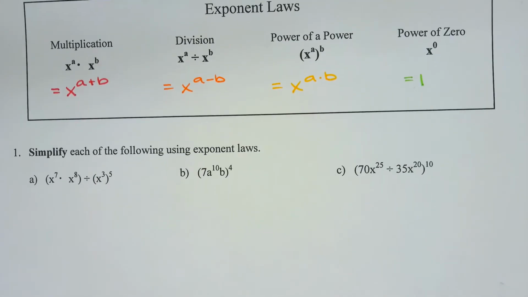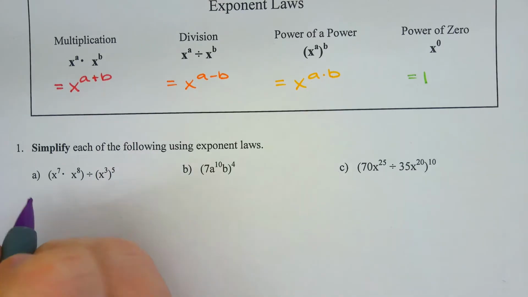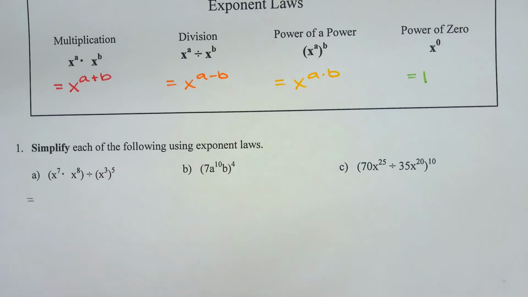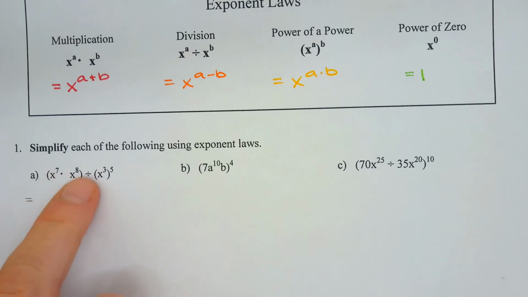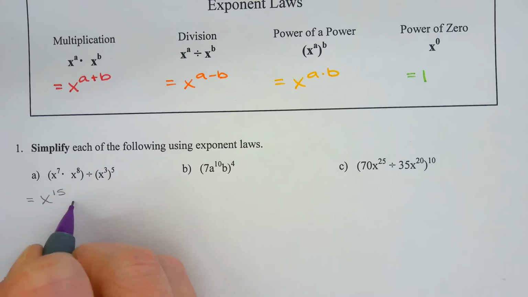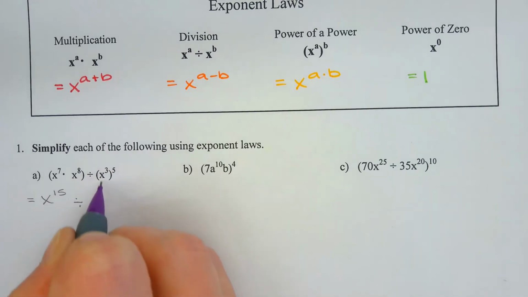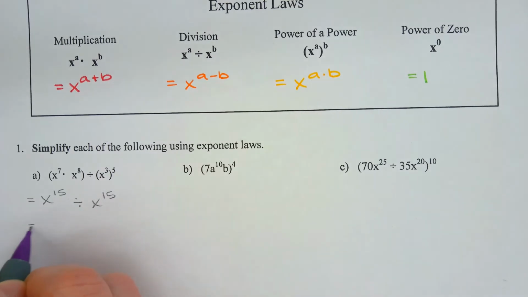Okay, so I want to simplify the following using exponent laws, which means I need to use the exponent laws, but I also need to follow BEDMAS. So I'm going to do the brackets first. If we're going to multiply powers of the same base, we're going to add the exponents. So I'm going to get x to the power of 15. And I'm going to do brackets again. I'm going to multiply because we have a power to a power, so I get x to the power of 15 again.